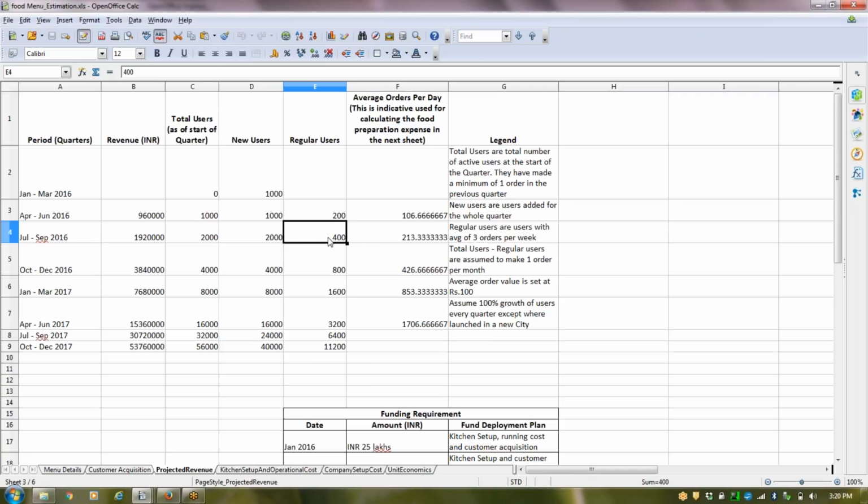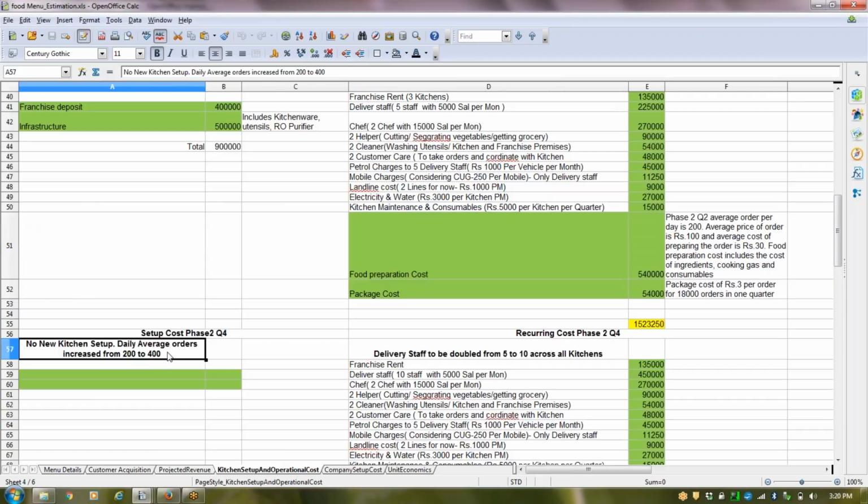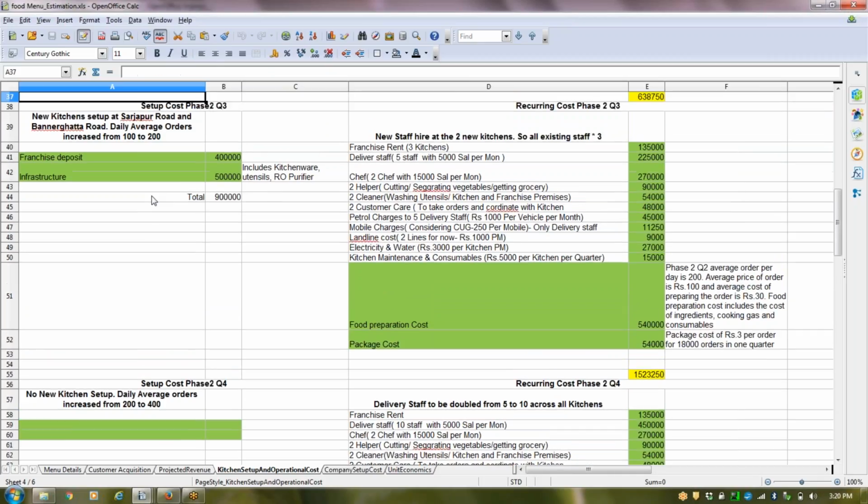And once you have 400 people ordering regularly, and regularly means 3 orders per week, on average on a day you'll be having around say 100 orders, right? So that's what they're putting in phase 2. I think 100 or 200 orders they have. See, here in phase 2 Q3 they have 100 to 200. So they have increased to 200. So all these numbers should be in line. It should be cohesive.